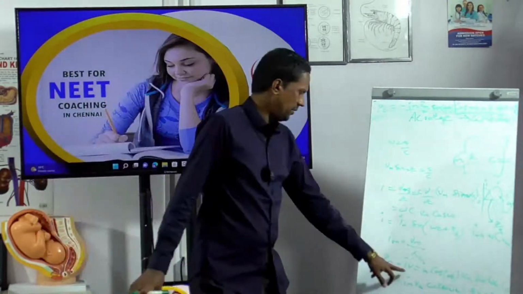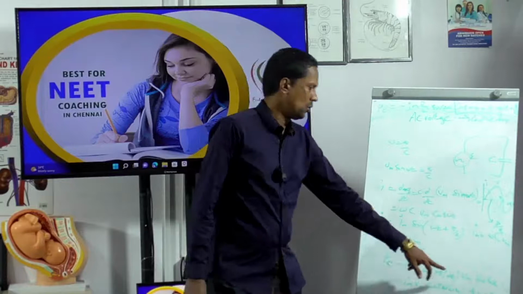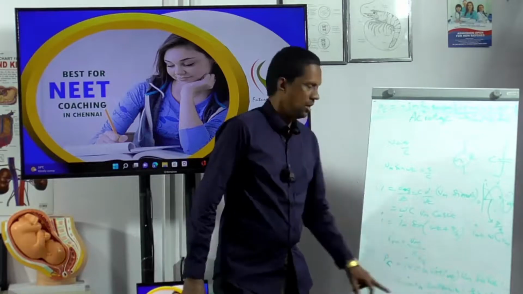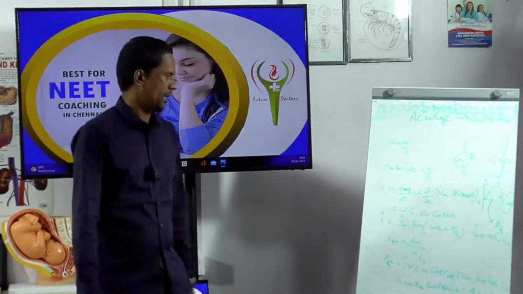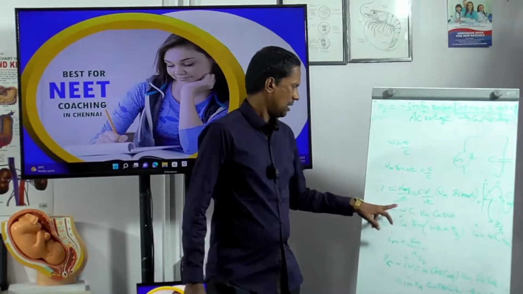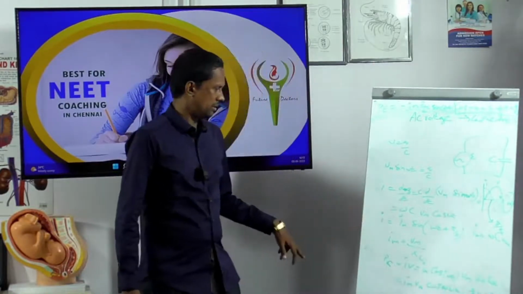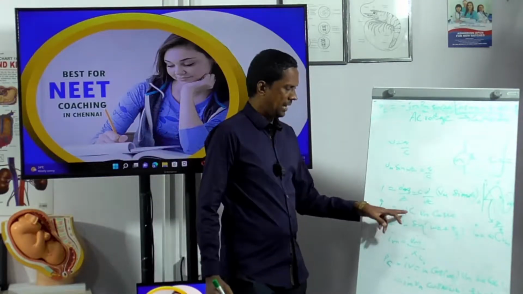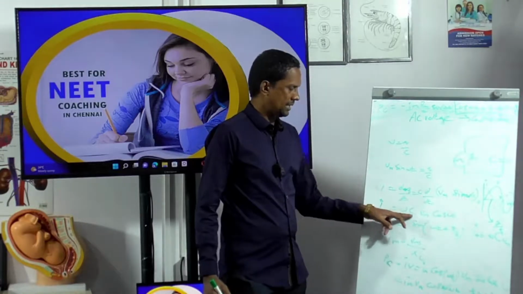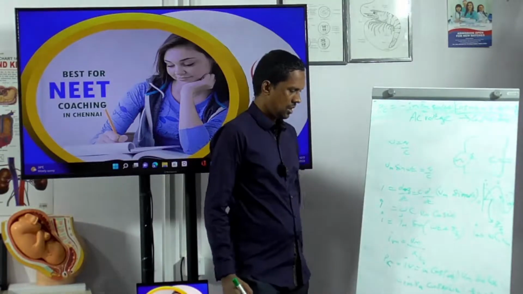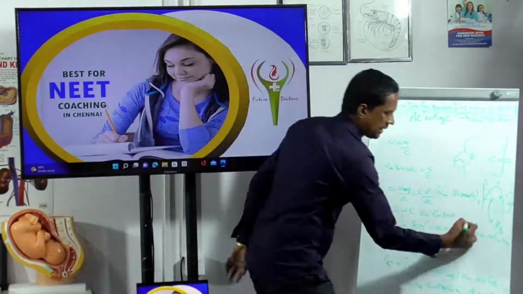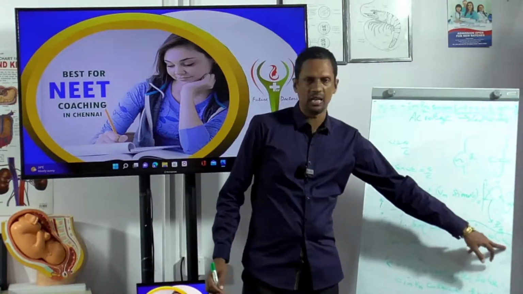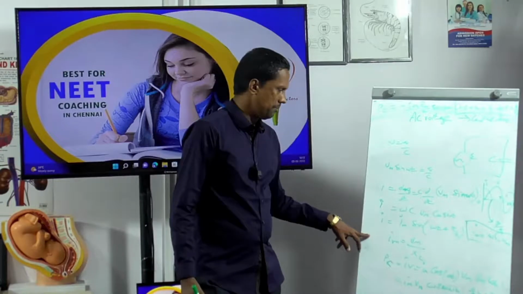V is equal to Vm sin omega t, and I is equal to Im cos omega t. What is Im? Im is equal to omega C Vm. So I is equal to Im cos omega t.